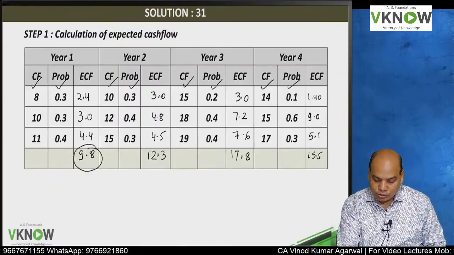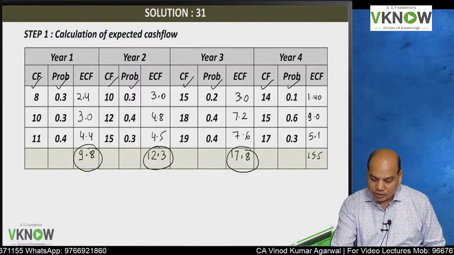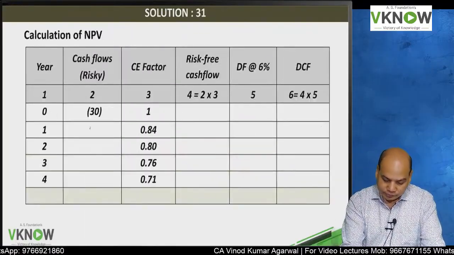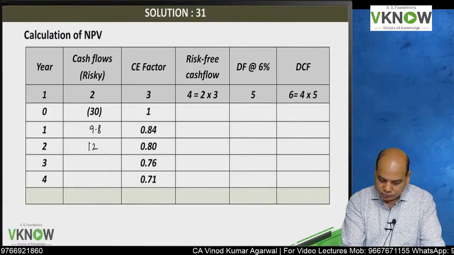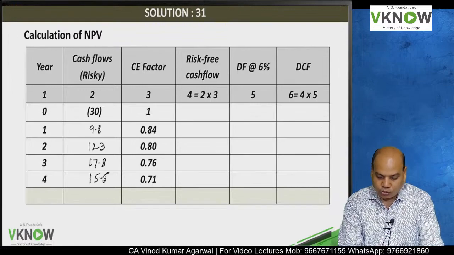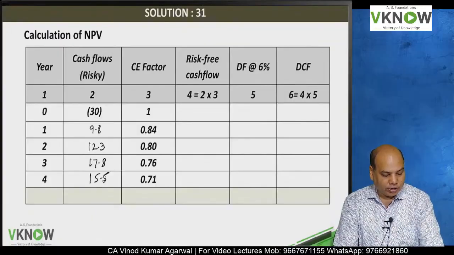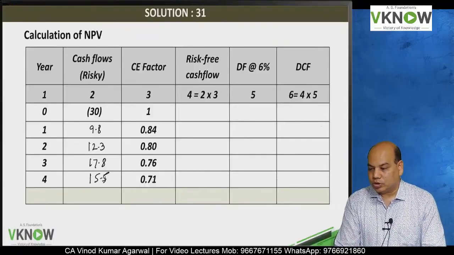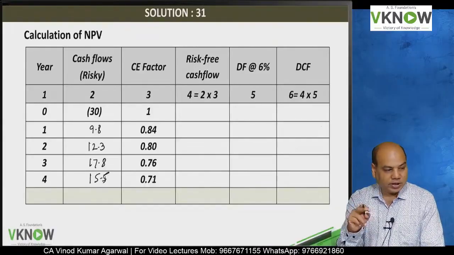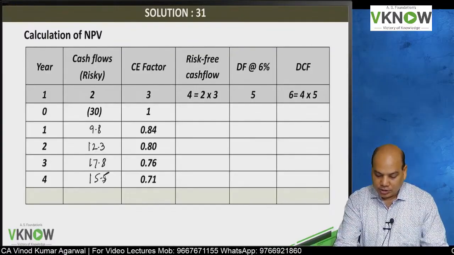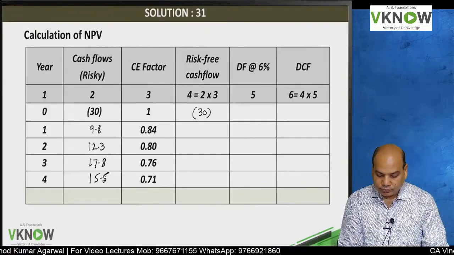Now please use these numbers in the next answer. Next answer is calculation of NPV using CEC approach. So now first you bring this expected cash flow in this working and then multiply by certainty equivalent coefficient: 30 into 1.